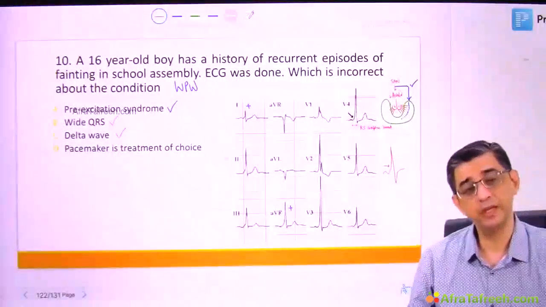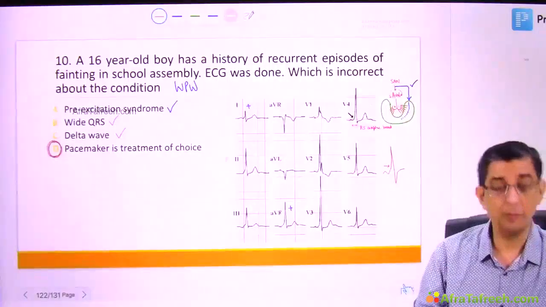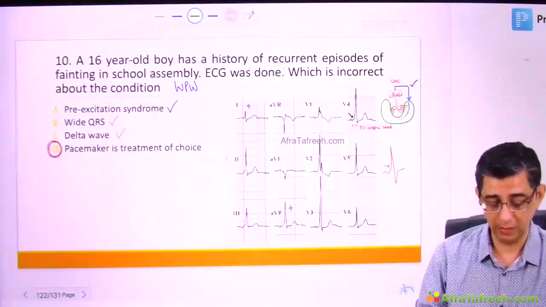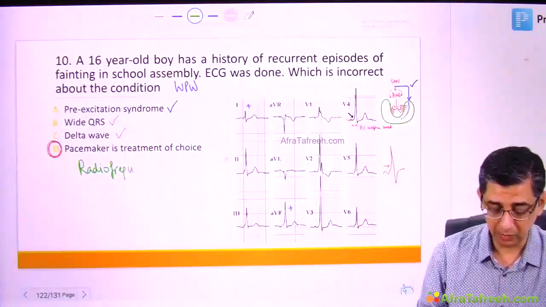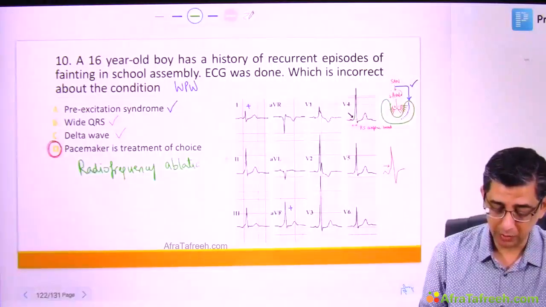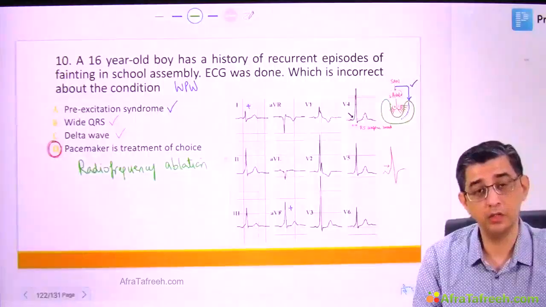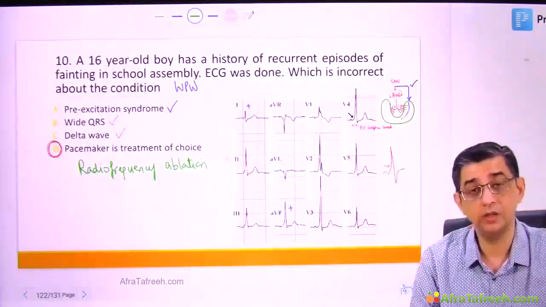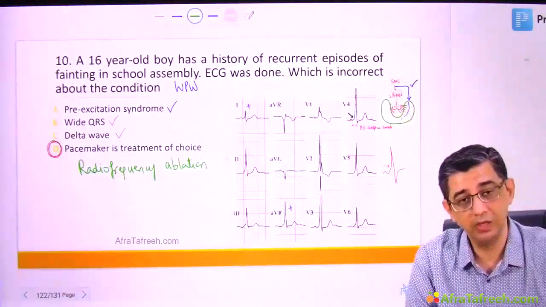D says pacemaker is the treatment of choice. Guys, pacemaker is useful for treatment of bradyarrhythmias. In this condition, I need to burn the abnormal pathway. The treatment of choice for a person having Wolff-Parkinson-White syndrome is radiofrequency ablation. Though we have drug support also, we can be using flecainide, which is obviously the preferred drug. We can use procainamide in emergency situations, but the main treatment of this person is not drugs, because the day he will forget to take the drug, again the episode of palpitation, syncopal attacks will occur.